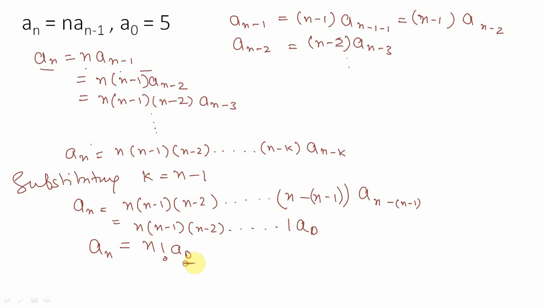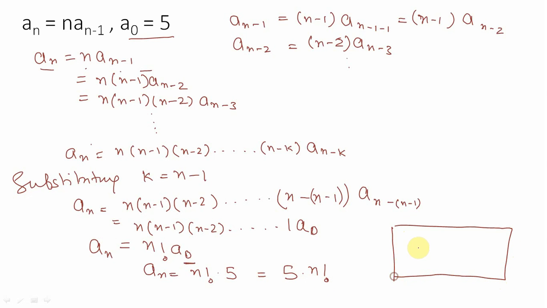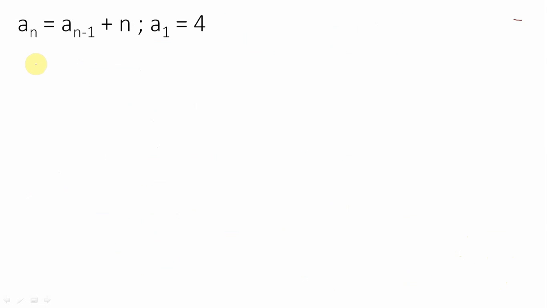Now a_0 has been given to us as the initial value. Now I can write a_n is equal to n factorial into 5, or I can say 5 into n factorial. So this is the solution for this recurrence relation. a_n is equal to 5 into n factorial. See, the solution for the recurrence relation does not use any of the previous terms. So let's take one more example.